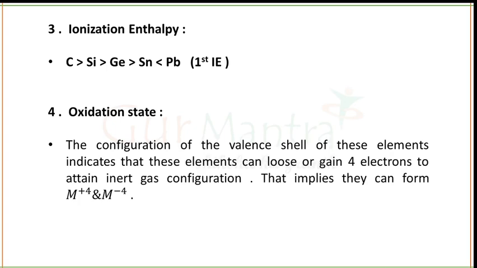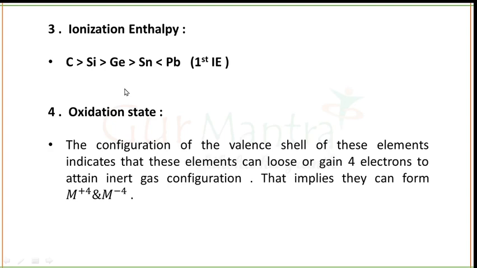Next is the ionization enthalpy. If we talk about the first ionization enthalpy of group 14, then it follows this trend: carbon has the maximum ionization energy, then silicon, then germanium, then tin, and Pb has a larger ionization energy than tin.